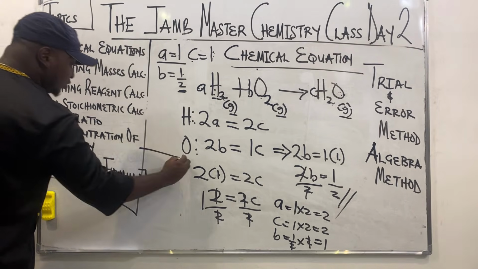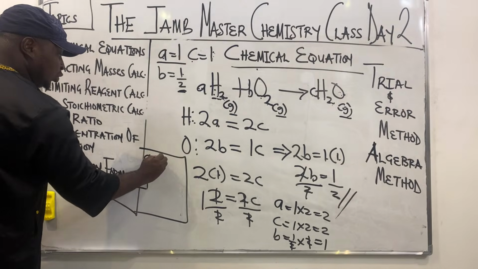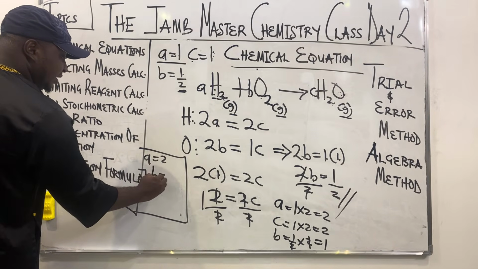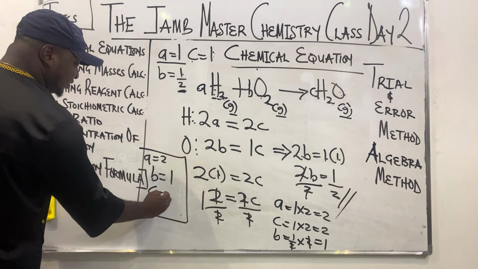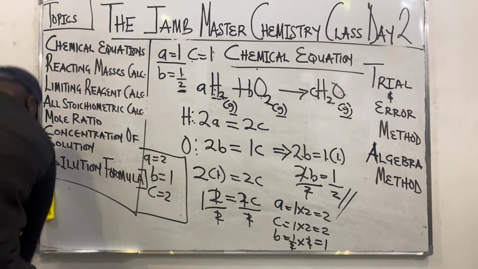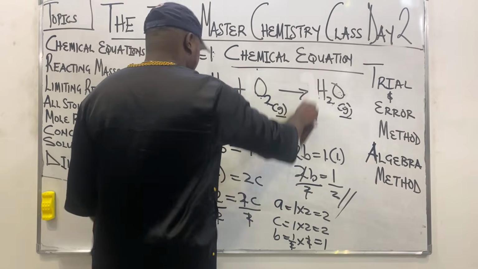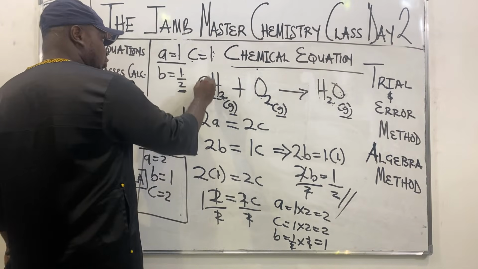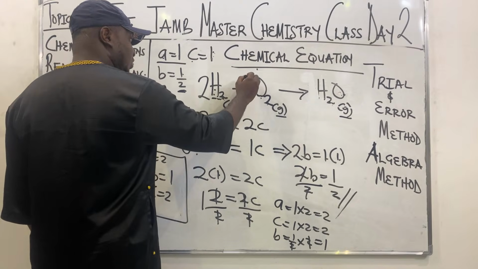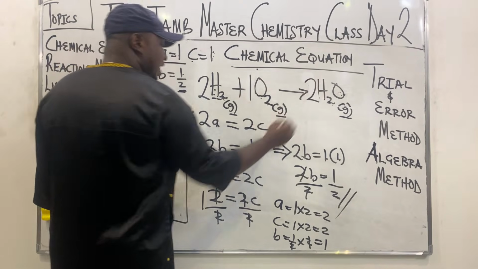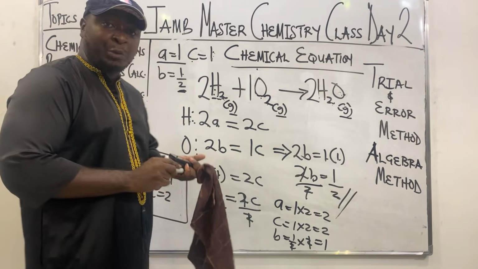And we now know that A is what? 2. B is 1, and C is 2. Now come back to the equation and replace A, B, and C with their new values. A is 2, B is 1, and C is 2. And you have ended up balancing the chemical equation.